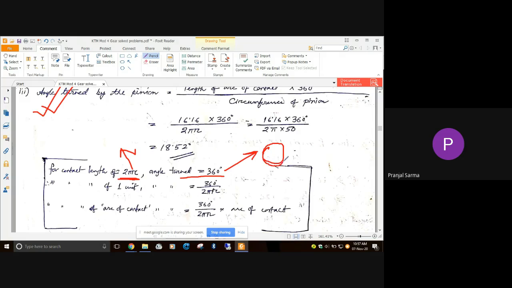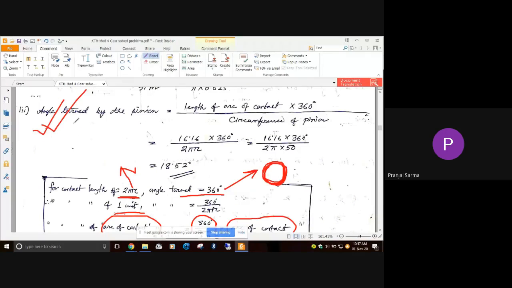So if this is the circle, the circumference means the whole revolution. If you consider that completes the circumference, and for your circle, we know circumference is given by 2 pi r, and angle turned will be 360 degree. If we consider the unitary method, then for contact length of 1 unit, it will be 360 divided by 2 pi r. For contact length equal to arc of contact, it will be 360 by 2 pi r into arc of contact. That means whatever the arc of contact, if you know, using that and multiplying it with 360 degree divided by circumference, you can get the angle turned. So that is what we have utilized here.